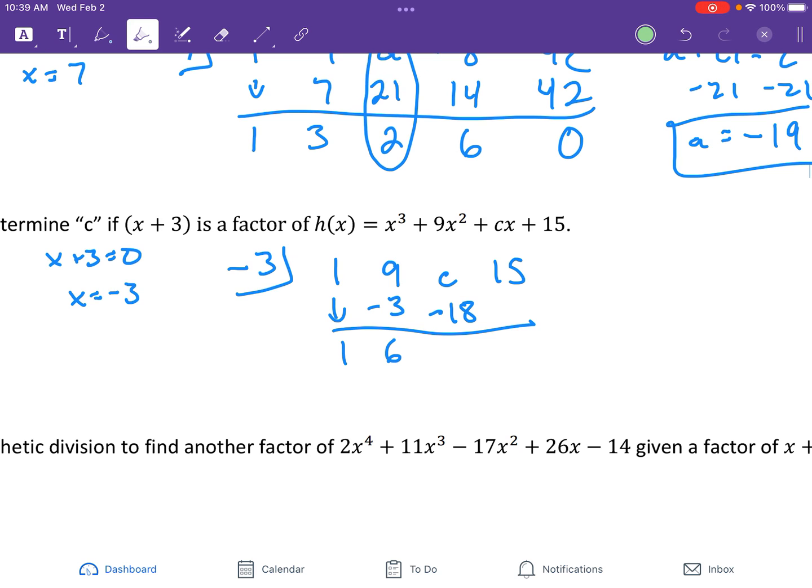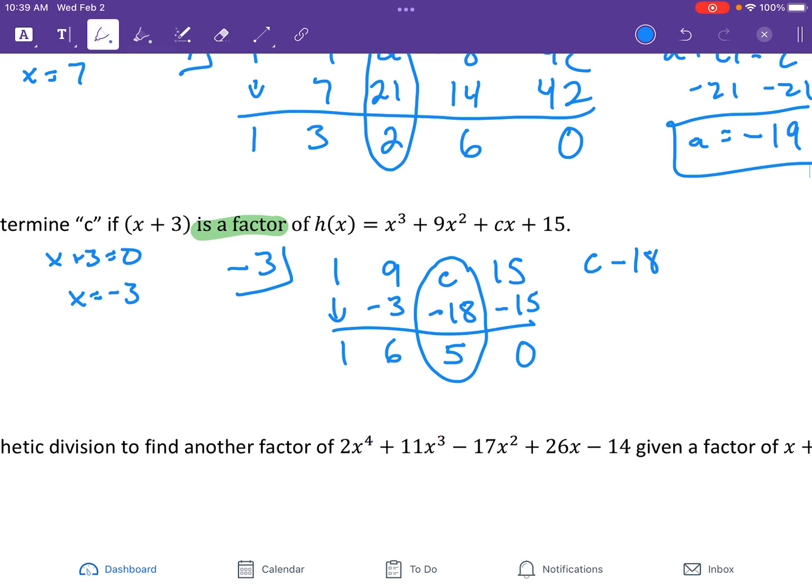But again, because we are told that this is a factor, the remainder will be 0, which means this has to be negative 15. We get negative 15 from negative 3 by multiplying it by 5. All right, so now that gives us our equation. We have c minus 18 equals 5. We're going to add 18 to both sides, and c will equal 23. That's it.